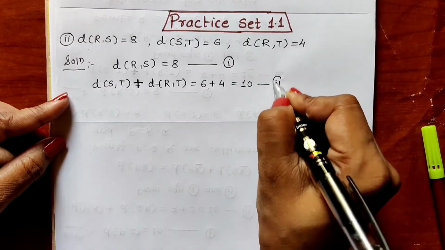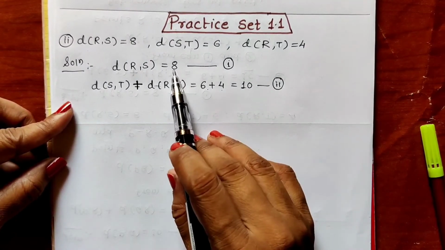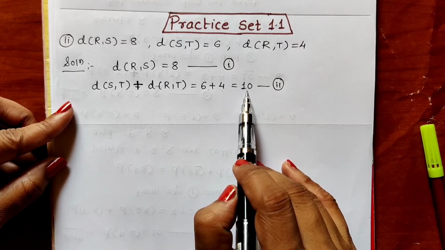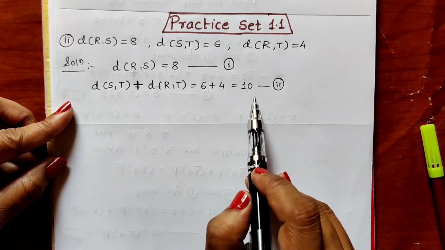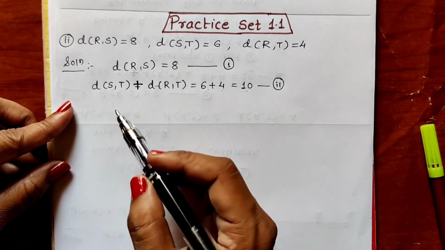This is the second. When you observe equations number 1 and 2, we can see that the right hand sides are not the same. Here the right hand side is 8, here the right hand side is 10. So as the right hand sides are not equal, that means the left hand sides will also not be equal.